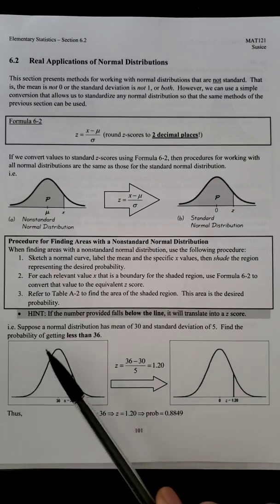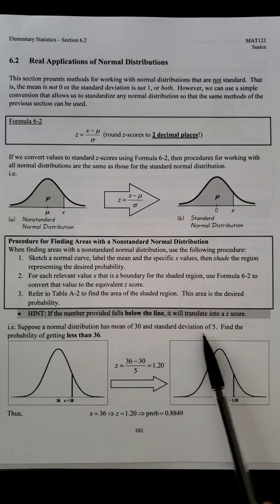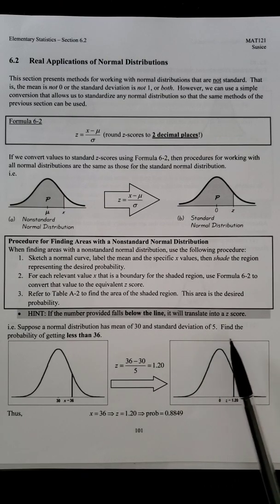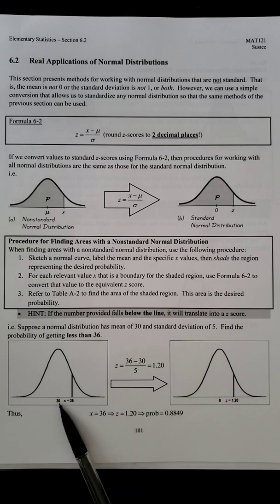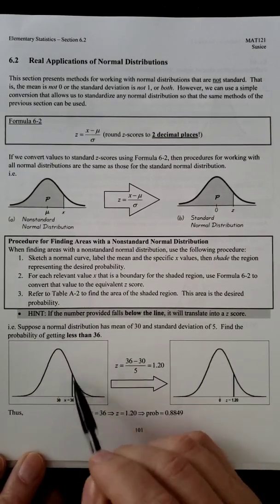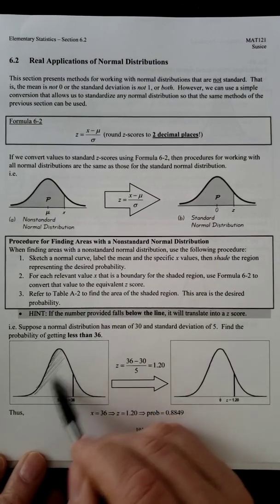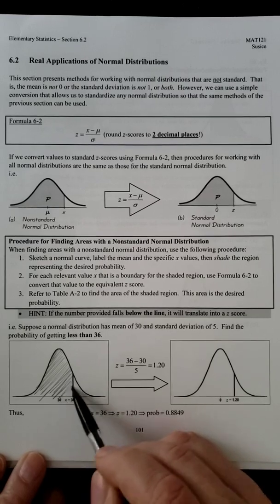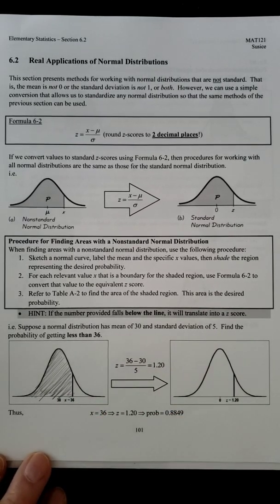So looking at this problem here, suppose that we have a normal distribution with a mean of 30 and a standard deviation of 5. Find the probability of getting less than 36. So our initial drawing should look something like this. We got 30 in the middle, and we got x is equal to 36. And because it's less than, I didn't do it on the graph here, but we would shade this side. So all of this would get shaded because that's less than 36.